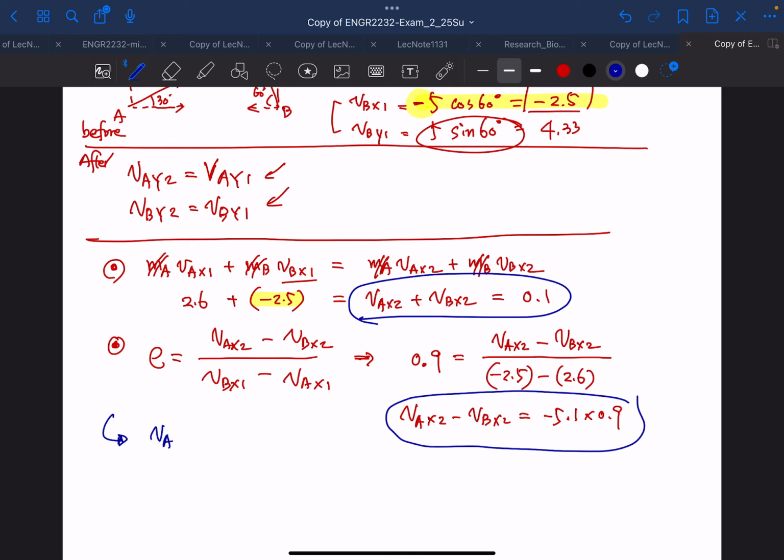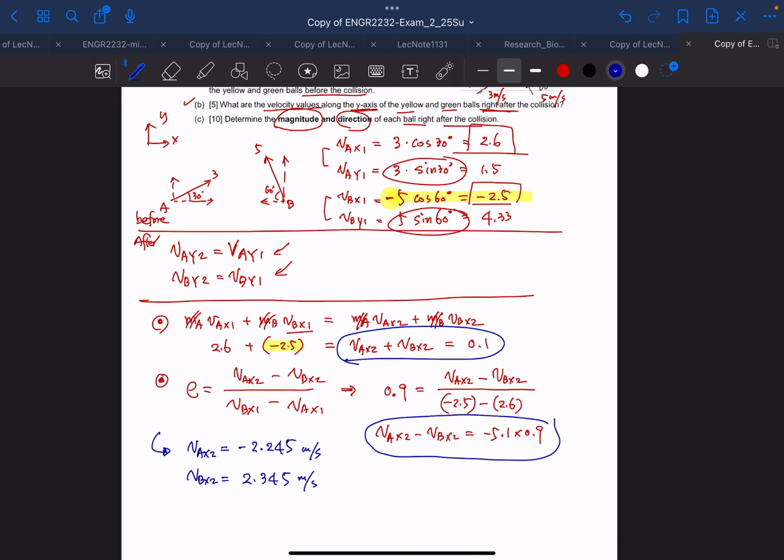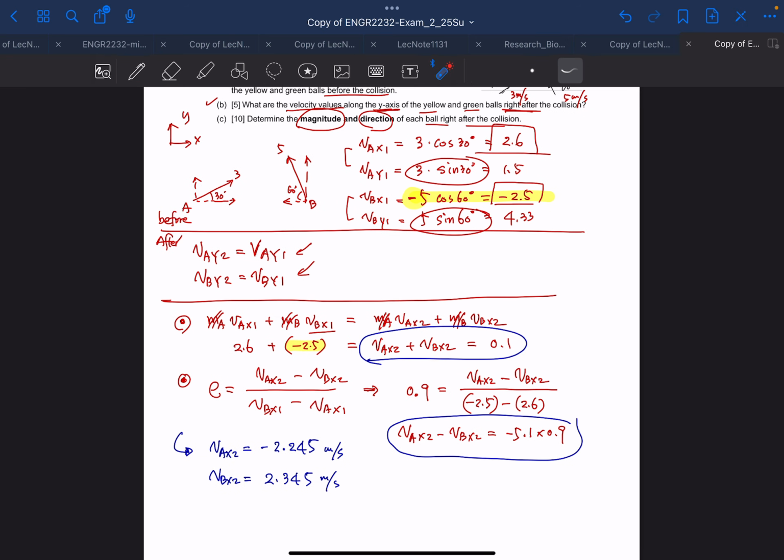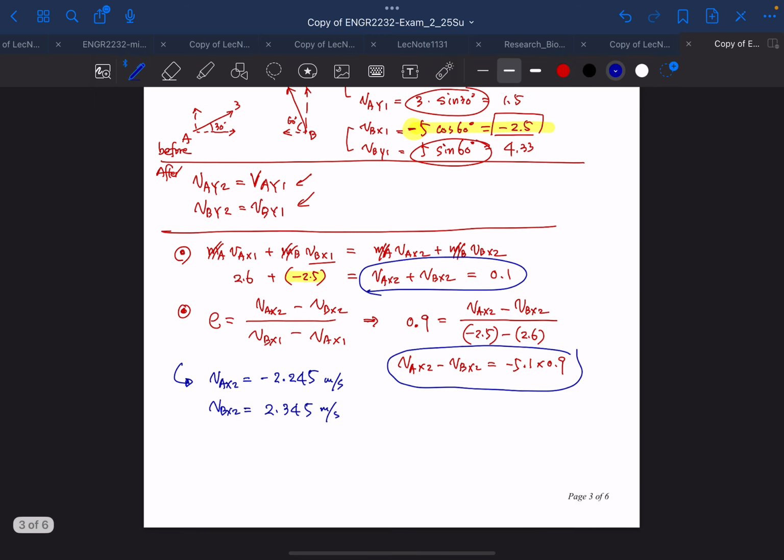So if you do a little bit of math, you should be able to get VAX2 is minus 2.245, and VBX2 is 2.345. So we're good now. We got the y terms after collision, we got the x terms after collision. And here it asked us to find the magnitude and direction, so we can maybe draw this thing.